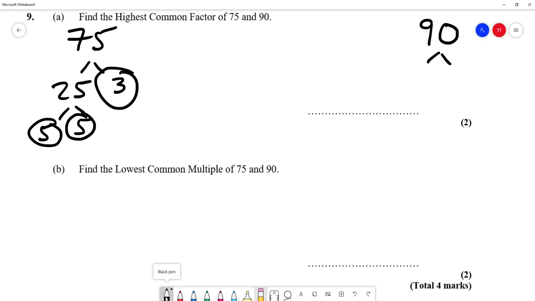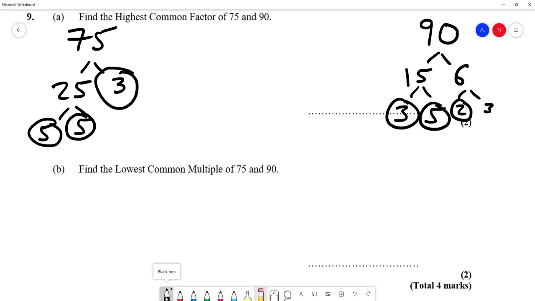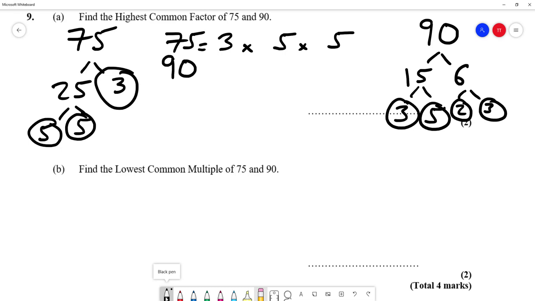Now we do the same for 90. So that's going to be the same as 15 times 6. So that's going to be 3 and 5, 2 and 3. So we can write 75 as the following: 3 times 5 times 5. We can write 90 in exactly the same way. So it's going to be 2 times 3 times 3 times 5.